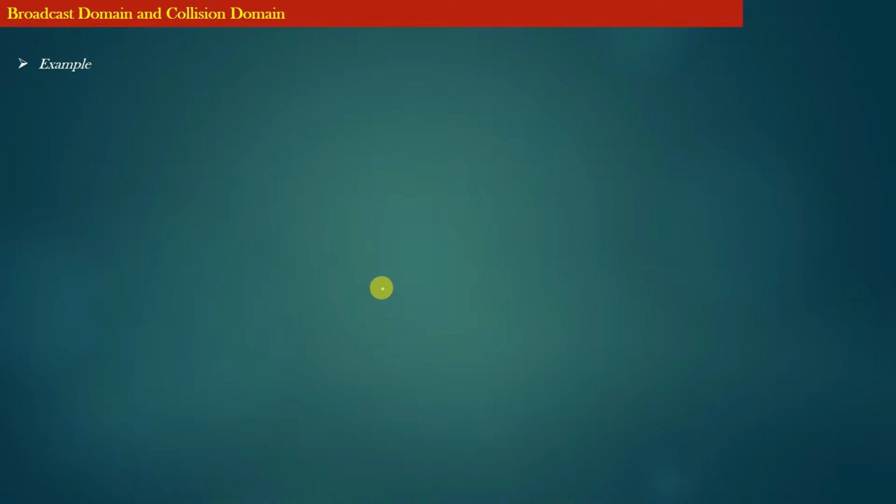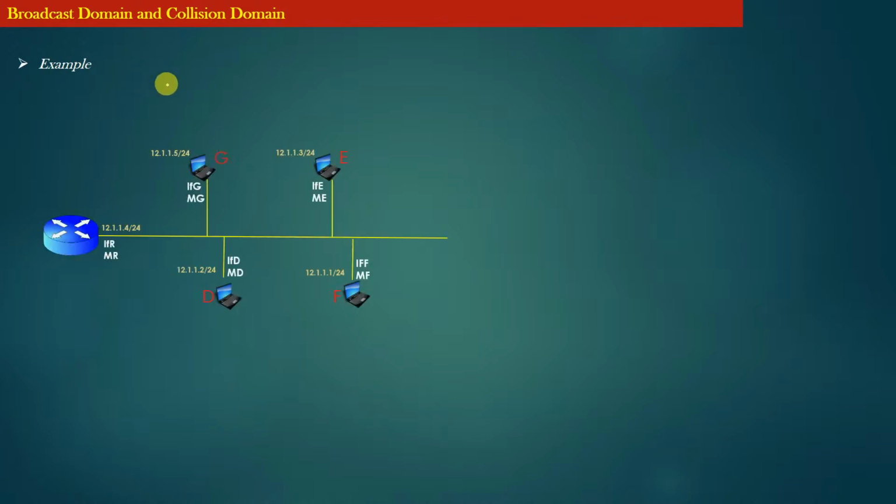Now next, let us try to understand the concept of broadcast domain and collision domain with the help of an example. So you can see that in this topology, the host machines G, E, D and F are connected to the same physical wire. In fact, the L3 router is also connected to the same physical wire through an interface IFR. Now let us try to find the broadcast domain and collision domain for host machine G.